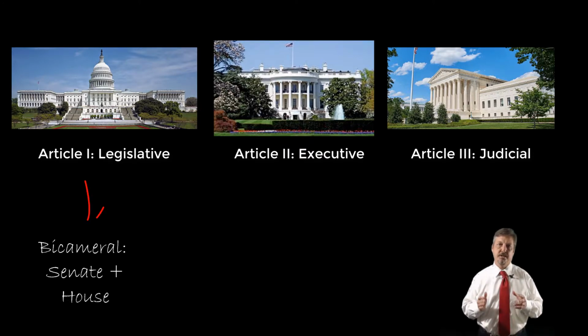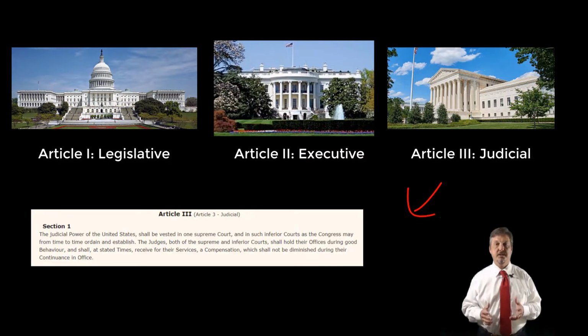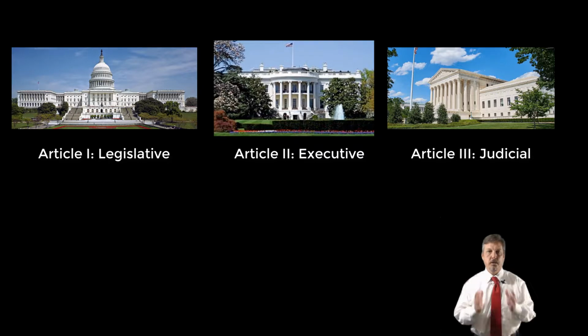Notice also that Article 1 established a bicameral legislature with enumerated powers comprised of a Senate and a House of Representatives. That Article 2 vests the executive power in a president, and that Article 3 vests the judicial power in one Supreme Court and such inferior courts as the Congress may from time to time ordain and establish. We'll come back to many details of these articles as we work through this semester.